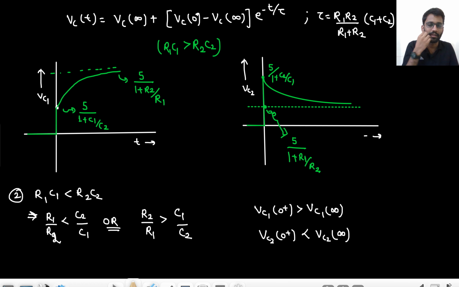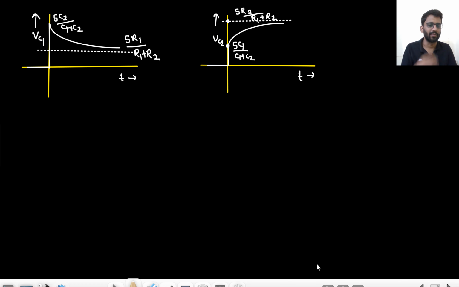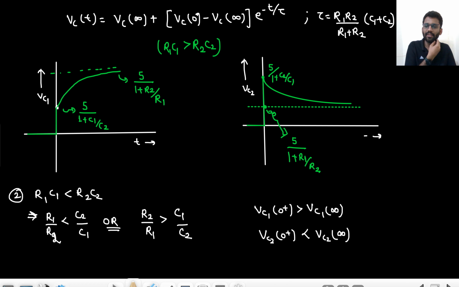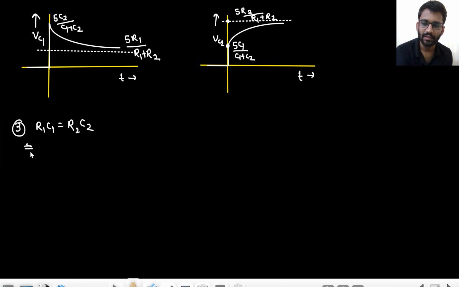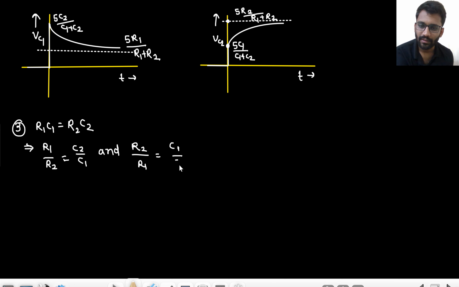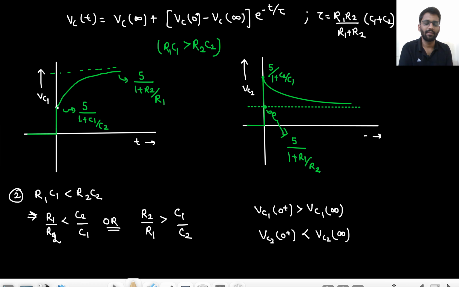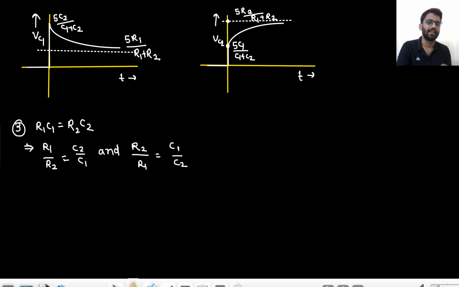So we have commented about it, and what is the time constant? That we already know. Okay, so now we have commented about VC1 and VC2 for two cases. Now there is this third case. In case of third, R1 C1 is equal to R2 C2. So from here, R1 by R2 is equal to C2 by C1, and R2 by R1 is equal to C1 by C2. Both are equal.